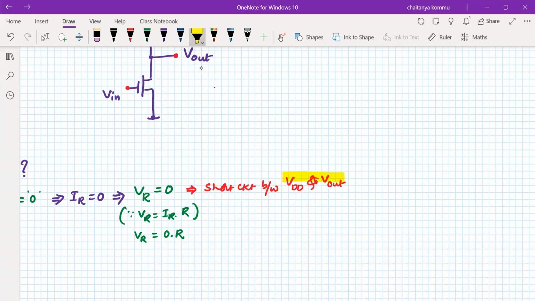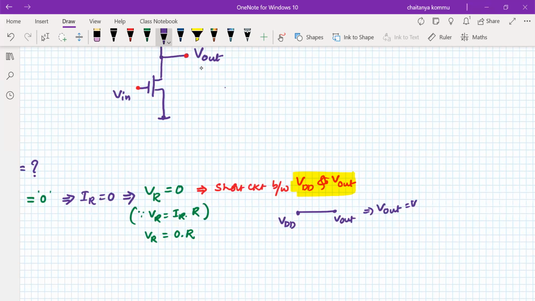What do you mean by the short circuit resemblance? Short circuit resemblance means the potential difference is equal to 0. Here is VDD, here is Vout, which means that Vout is equal to VDD. Since it is a short circuit, both are at the same potential. That's the meaning: Vout is equal to VDD. That is what we observe.